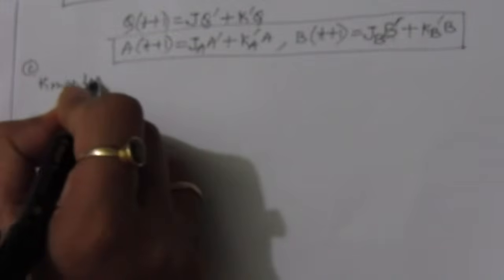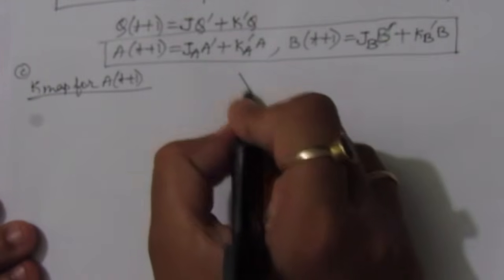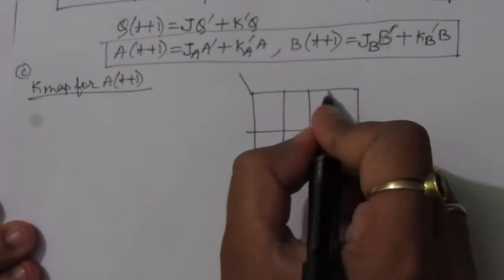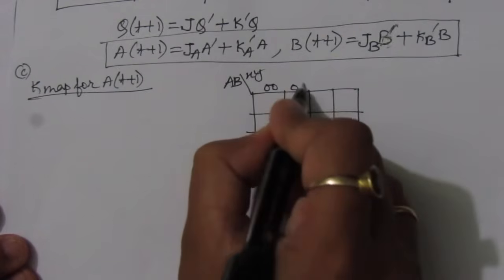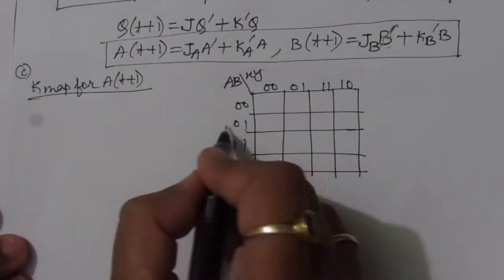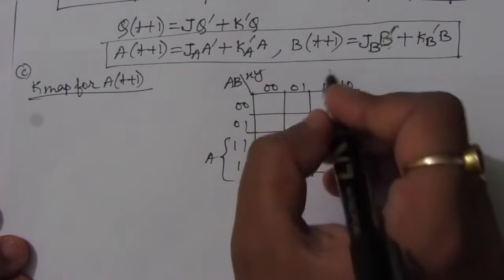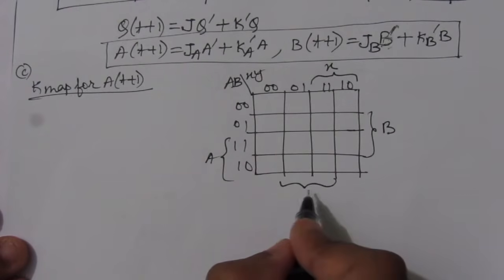So part C, K-map for A of T plus 1. We have 4 input variables, A, B, X and Y. These two rows are A, these two rows are B, and the third and fourth columns are X, and the second and third columns are Y. Now let us put the values of A of T plus 1.